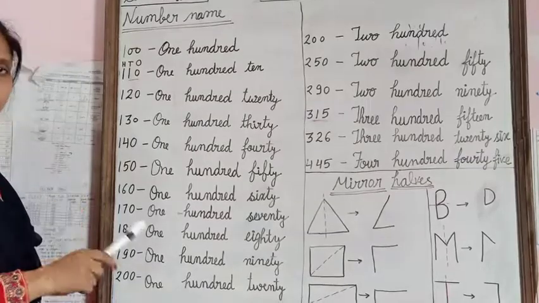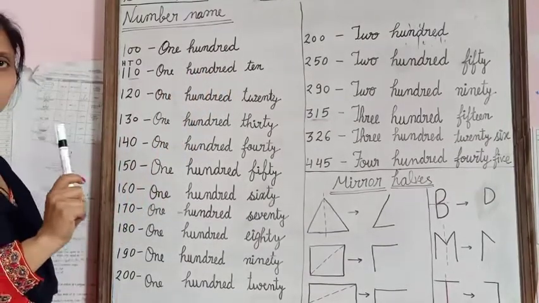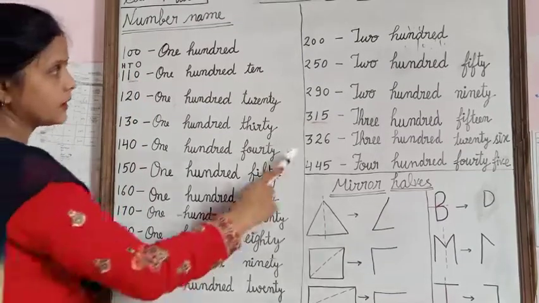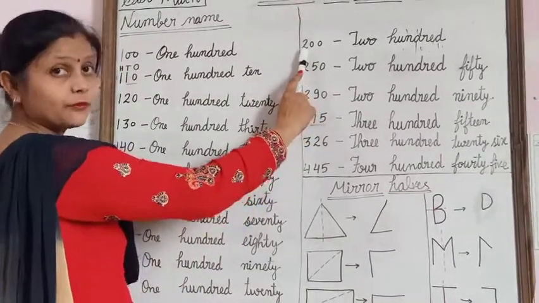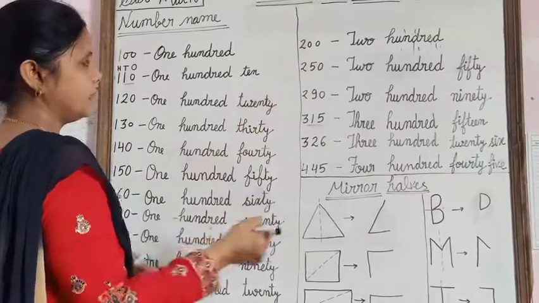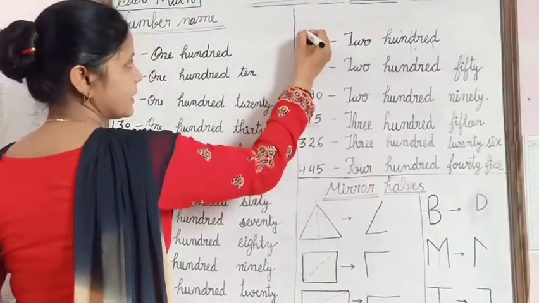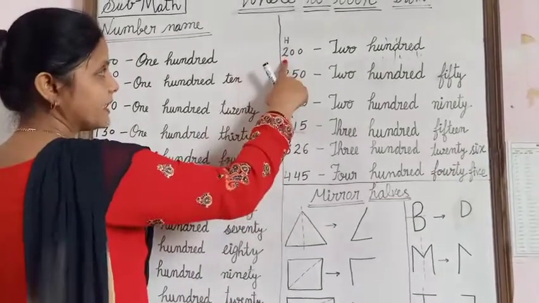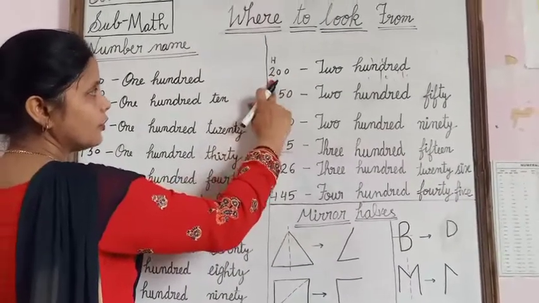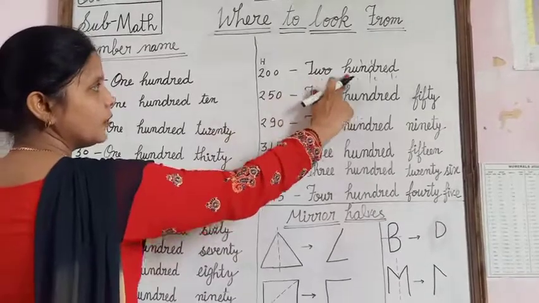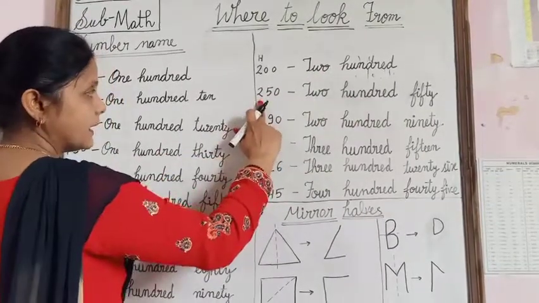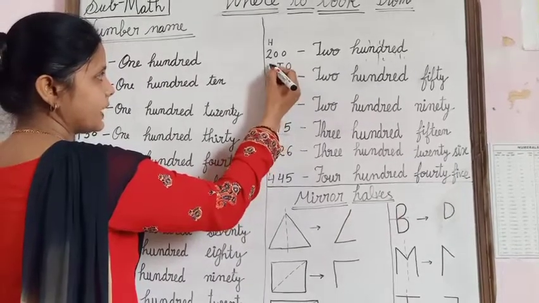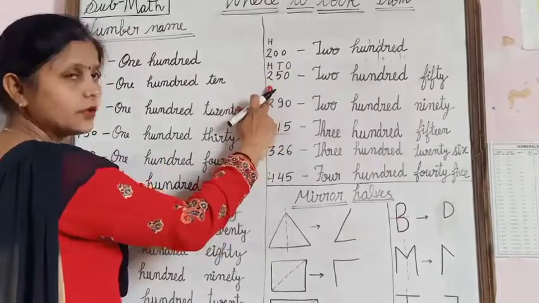And also some numbers are there, but these numbers are somewhat different, because each row has a 100, but here it starts from 2. That means the 100's place has a 2. H means 100. So the 100's place has a 2. So you already said 200. Here is some difference. The 1's place is 0, the 10's place is 5 and the 100's place has a 2.